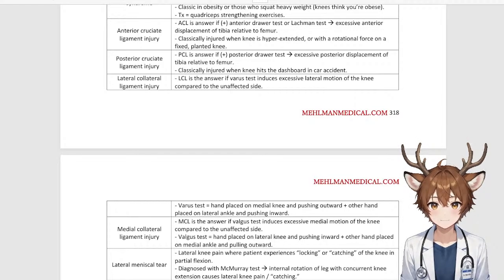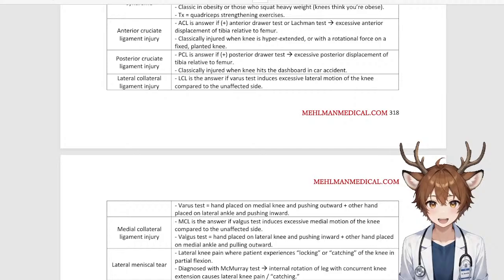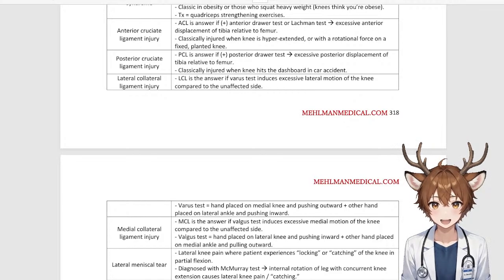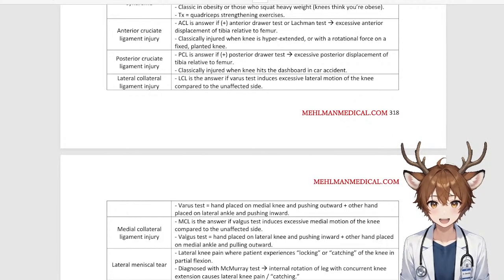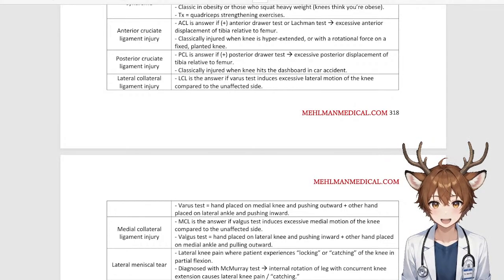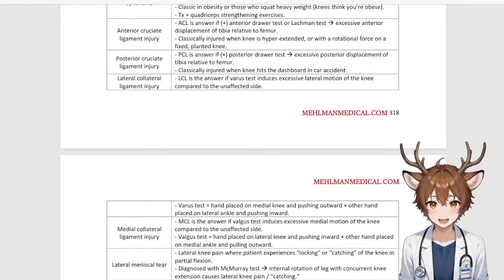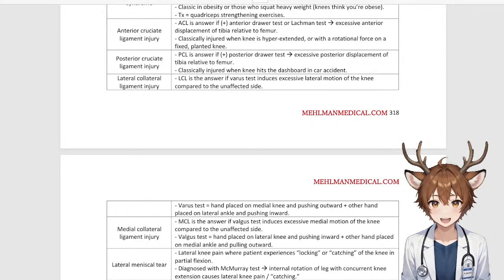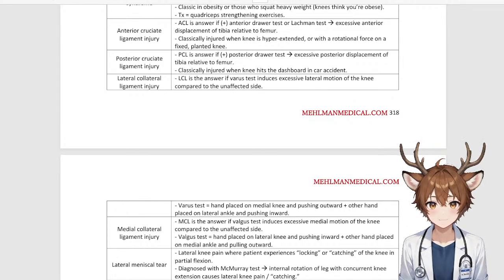Makes sense? Because the lateral collateral ligament is trying to prevent this sort of excess lateral motion, if you can do excess lateral motion, i.e. genu varum, at that knee joint, that means you have a lateral collateral ligament injury. So for the varus test, a hand is placed on the medial knee and pushed outward, plus the other hand is placed on the lateral ankle and pushing inward.